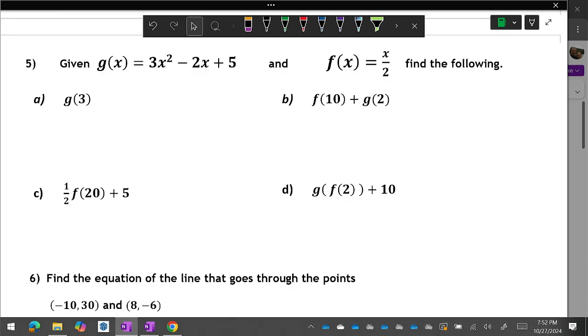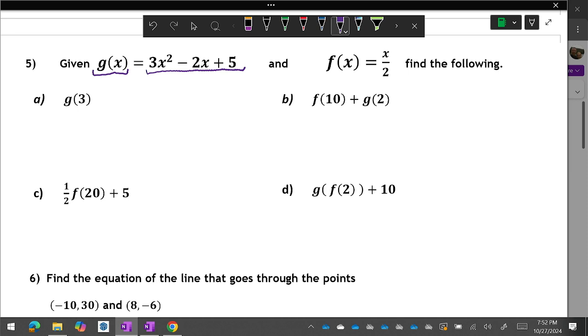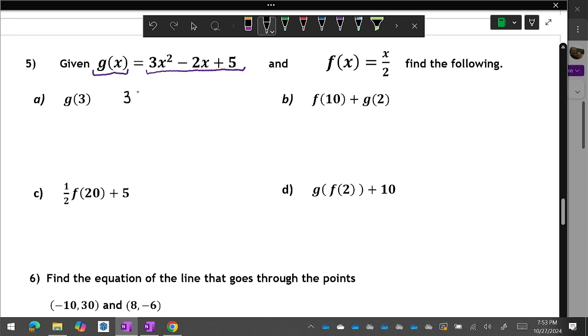For question 5, we were given 2 very nice functions and asked to use those to evaluate a couple expressions. One of the functions was g of x, and the definition for g of x is that it's equal to 3 times the input squared minus 2 times the input and then plus 5. So you can see that's the definition. And for part A, it says, what does that become if I give it an input of 3? So I could write 3 times the input squared minus 2 times the input and then plus 5.